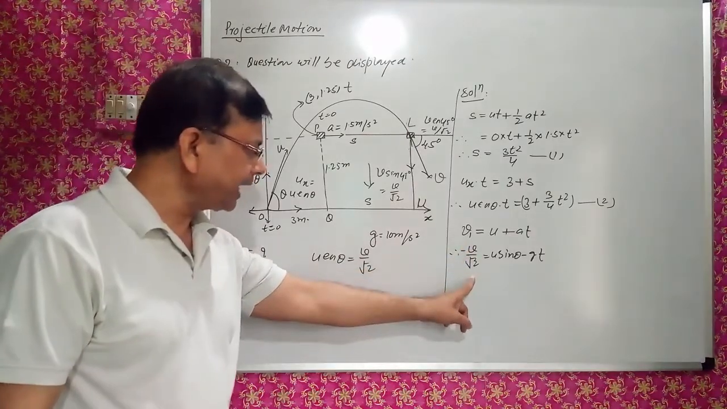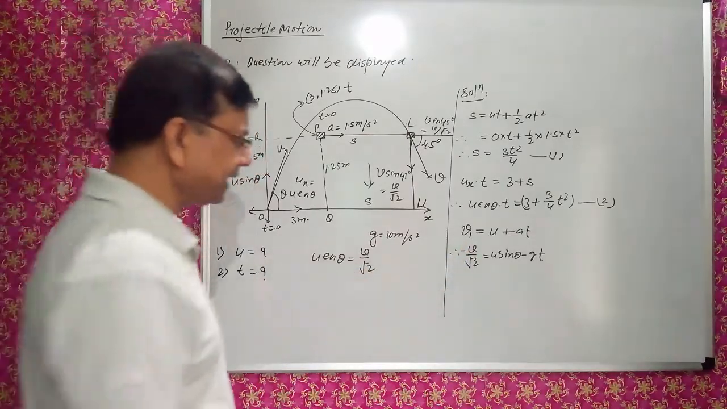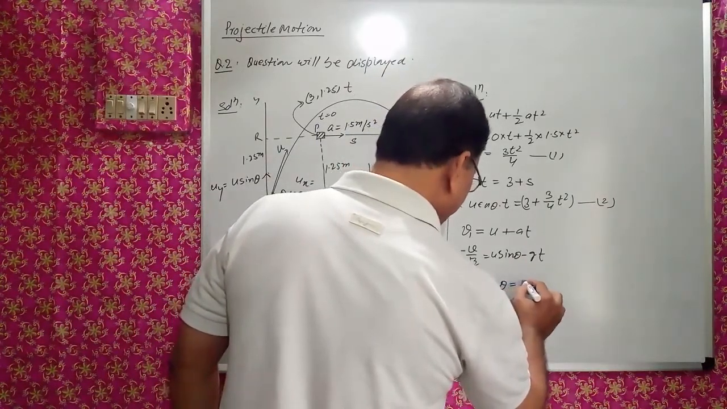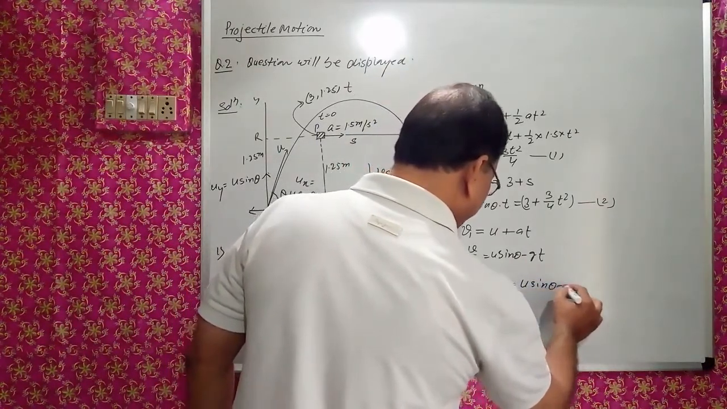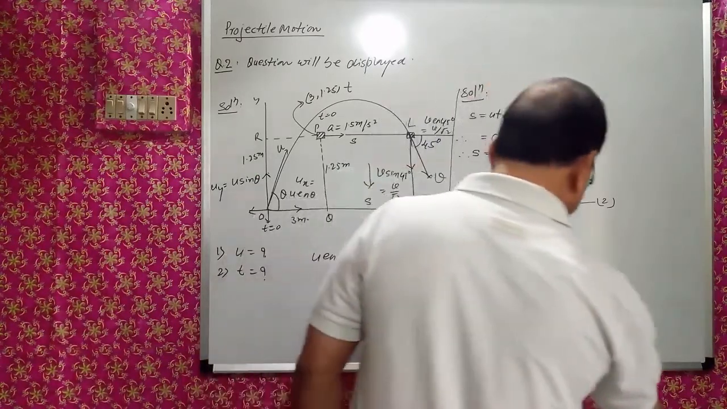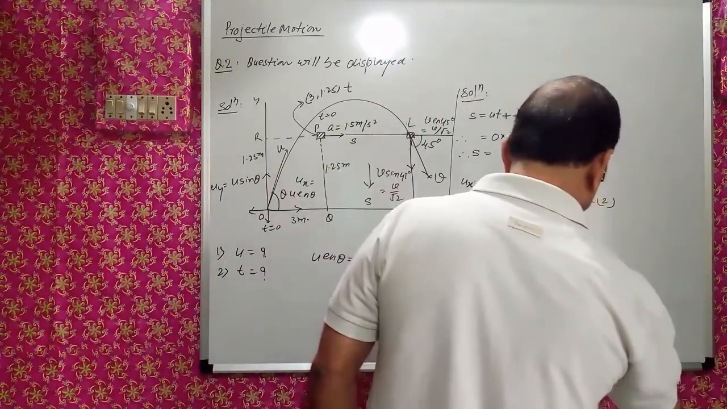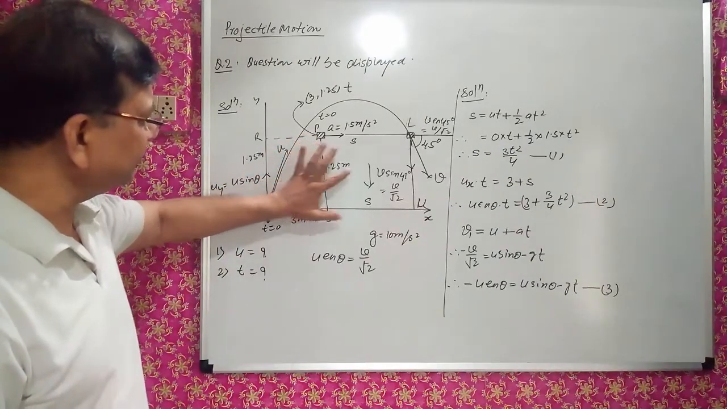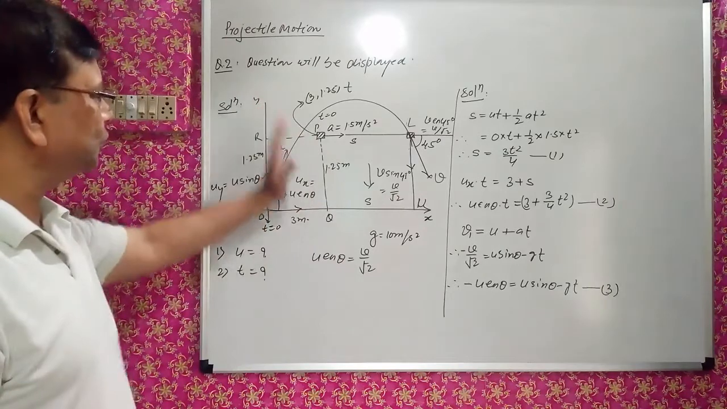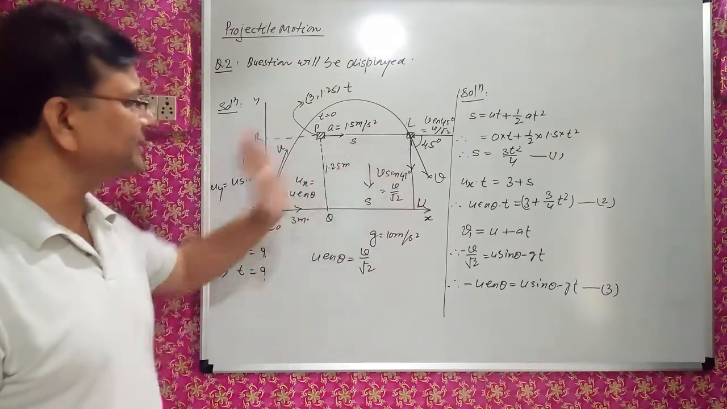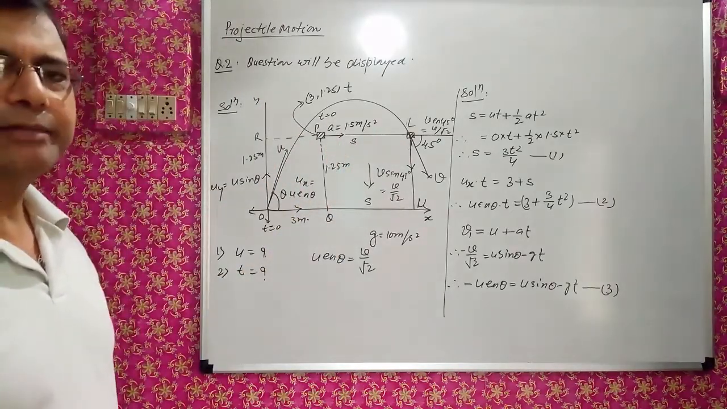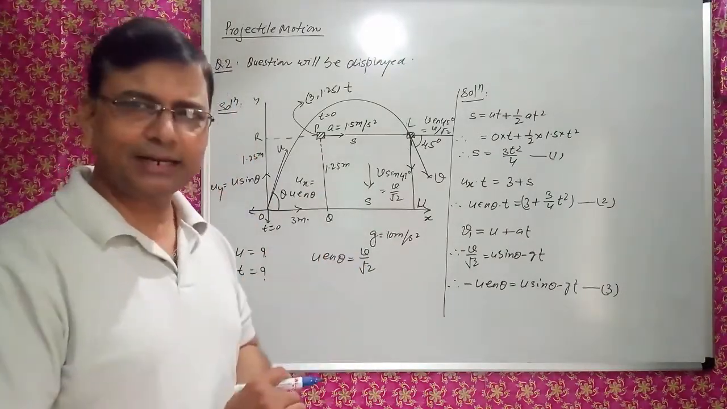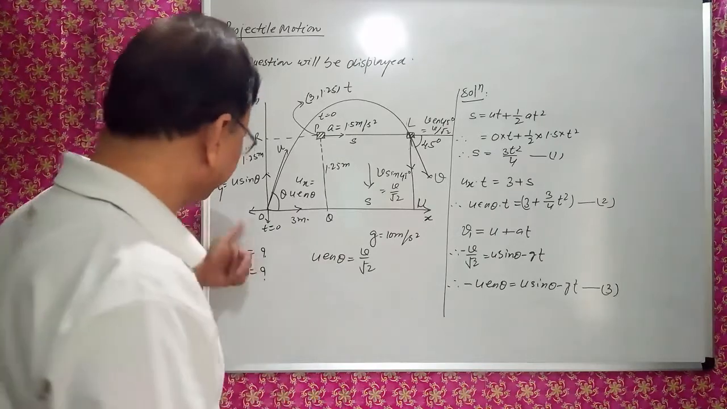And v upon under root 2 is equal to u cos theta. Therefore, minus u cos theta is equal to u sin theta minus gt. This is equation number 3. Height, vertical distance 1.25 meter. With this velocity it reaches over here. Vertical displacement is 1.25 meter. We are making the equations, and all those equations will be clubbed, and we will find the result.